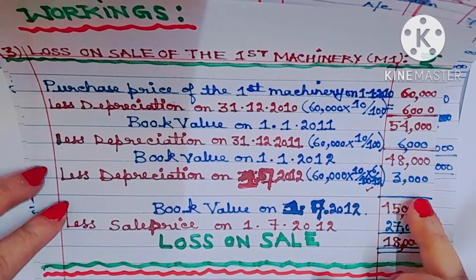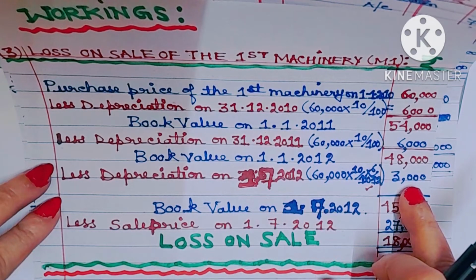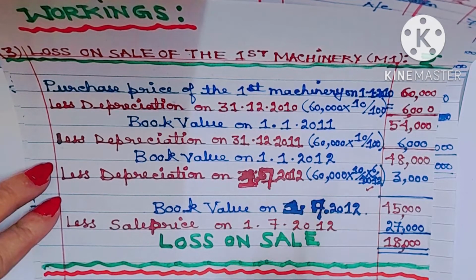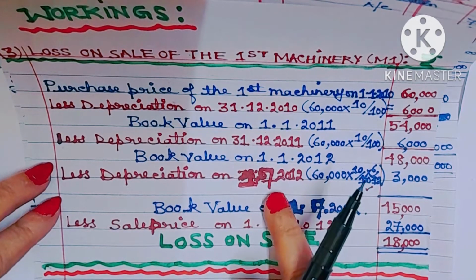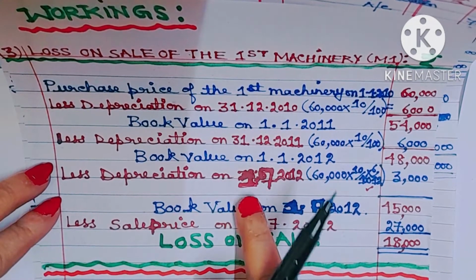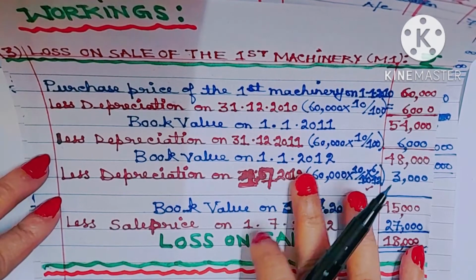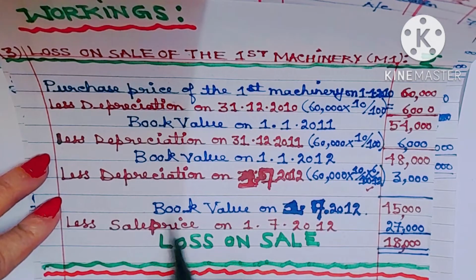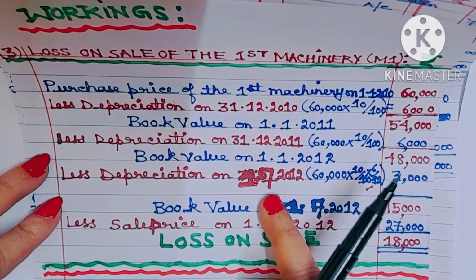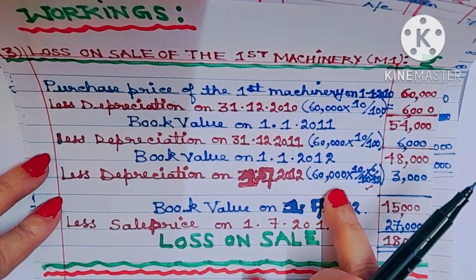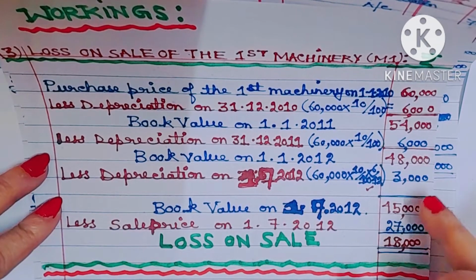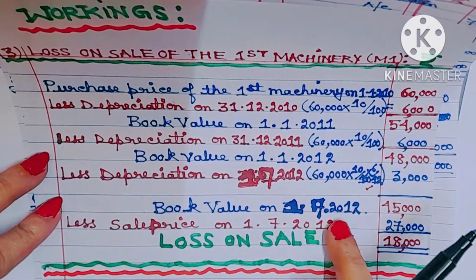তো আমাকে কি করতে হবে, আবার ডেপ্রিসিয়েশন চার্জ করব। যদিও 2012-এ XYZ লিমিটেড ফার্স্ট মেশিনারিটাকে সেল করেছে, কিন্তু কবে সেল করেছে? 1st জুলাই। তো 1st জুলাইতে সেল করলে 1st January to 30th June 2012 অবধি মেশিনারিটা was in the business. So we got to charge 6 months depreciation on the first machinery. So less depreciation on 1st July 2012 in bracket 60,000 into 10 by 100 into 6 by 12. That is 3,000. 48,000 minus 3,000 will give you 45,000. So book value on 1st July 2012 is 45,000.